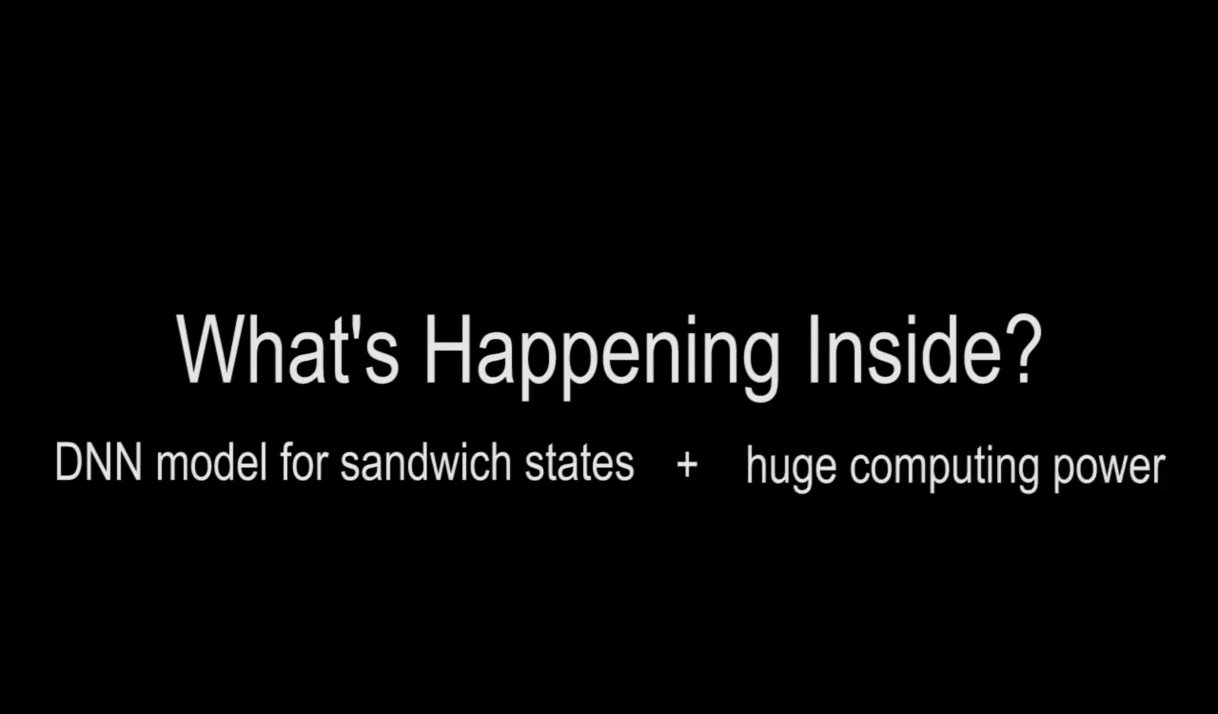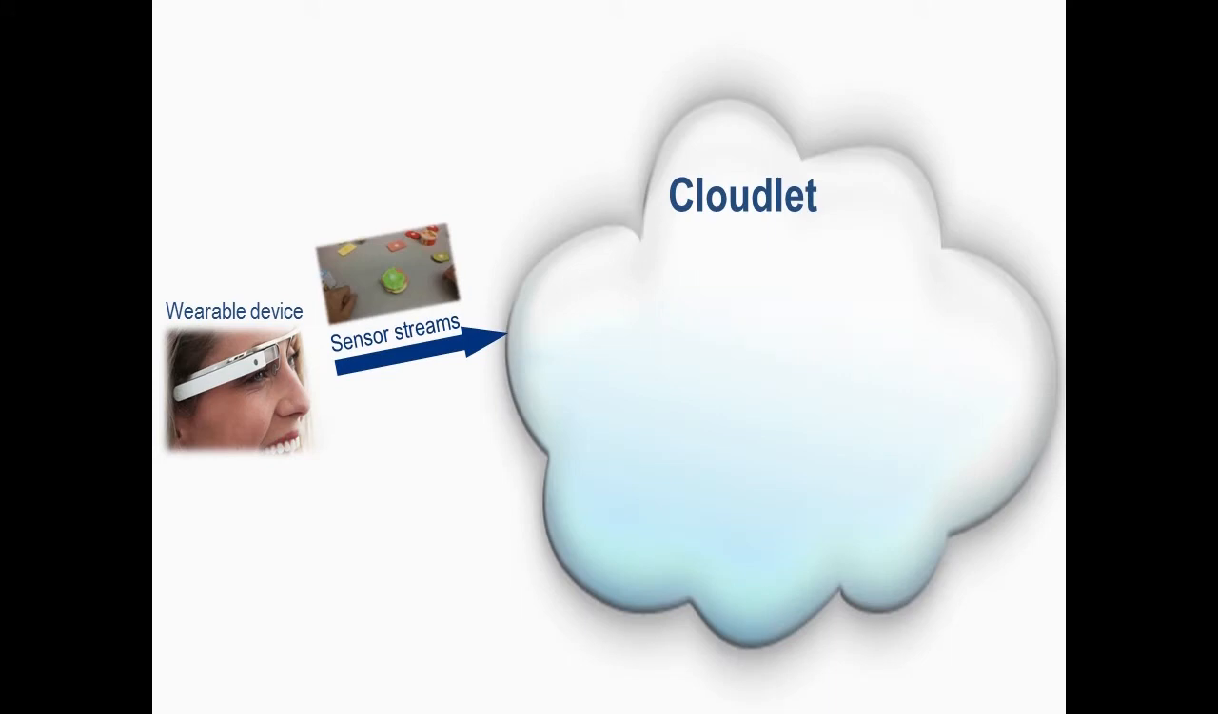However, this process involves a lot of computation, so it is hard to respond to users with short delay. Our approach is to stream the images captured by glass to your cloudlet and let it do all the heavy computation. You can think of the cloudlet as a small cloud that is one wireless hub away from you.